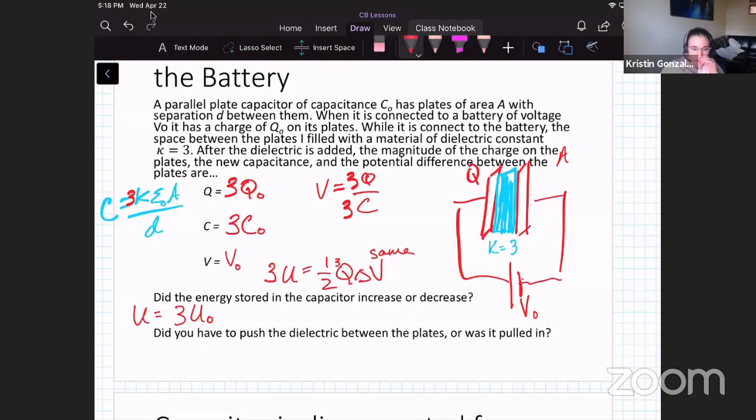Okay, and then we have this last question on here. To insert this dielectric in between these plates, did we have to give it a push, or is it pulled in? So is this something that you are going to have to do work to put into there, or is it going to be pulled in by that electric field? So how do we know?